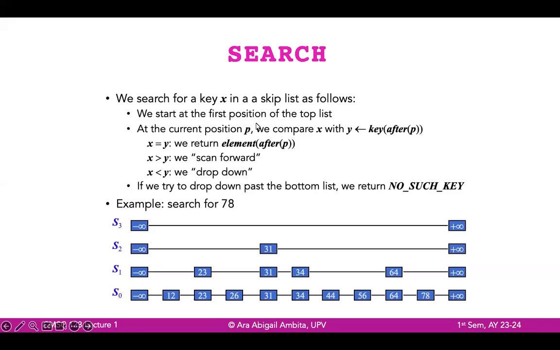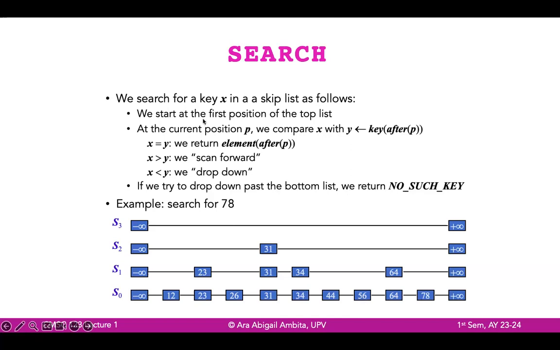Okay, so hi everyone. In this video, we are going to perform search in a skip list. So we are going to search for a key X. As discussed in the previous video, at the bottom of the list we have a set of all of the keys in the dictionary that we have, right? And what if we want to look for the key 78 or the key 56? So how are we going to do that in a skip list?